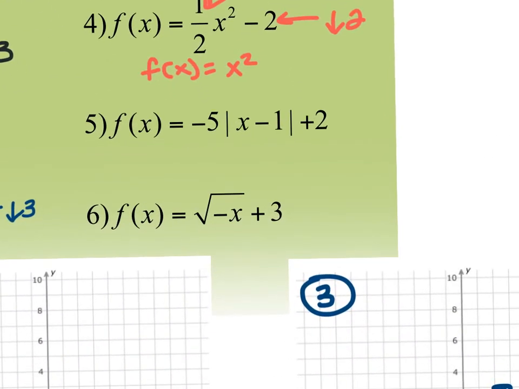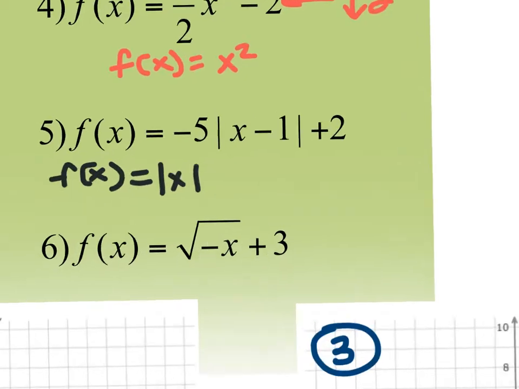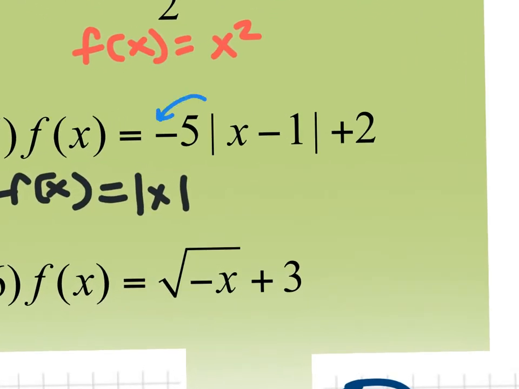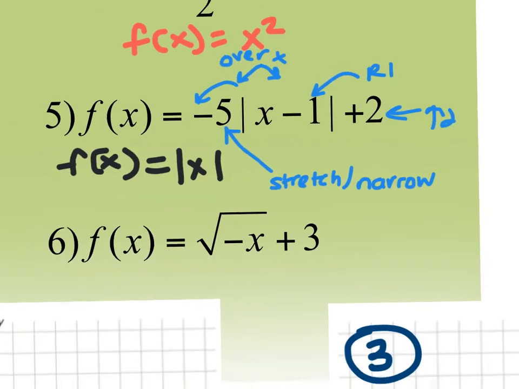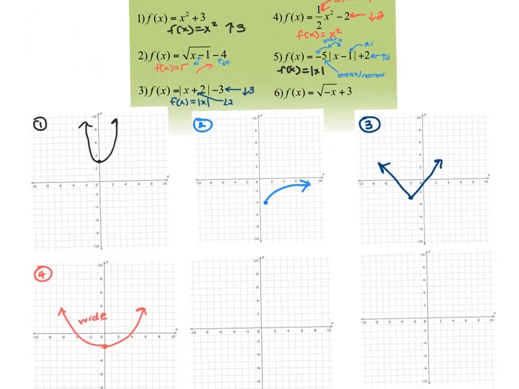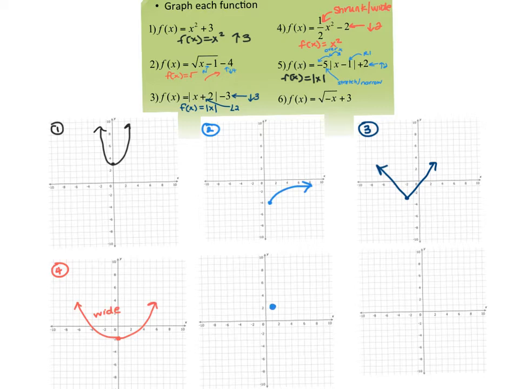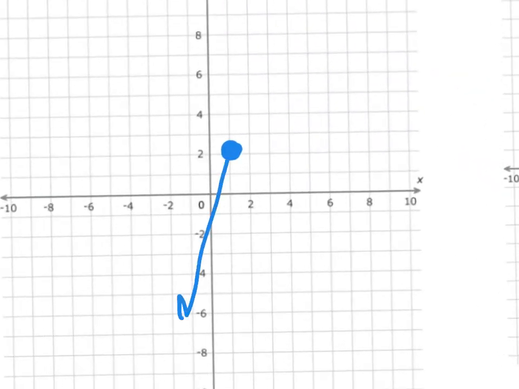Number 5, back to absolute value. So parent function is absolute value, which is a v. And I've got lots of little parts. So the negative on the front of the 5, what's that causing? Say again? A reflection over the x. Good, over the x. So it's upside down, over the x, upside down, any of that. The 5 is doing what? It's a stretch or narrow. What's the -1 doing inside? Right 1, and the +2 up 2. So I've got right 1, up 2, facing downward and narrow.